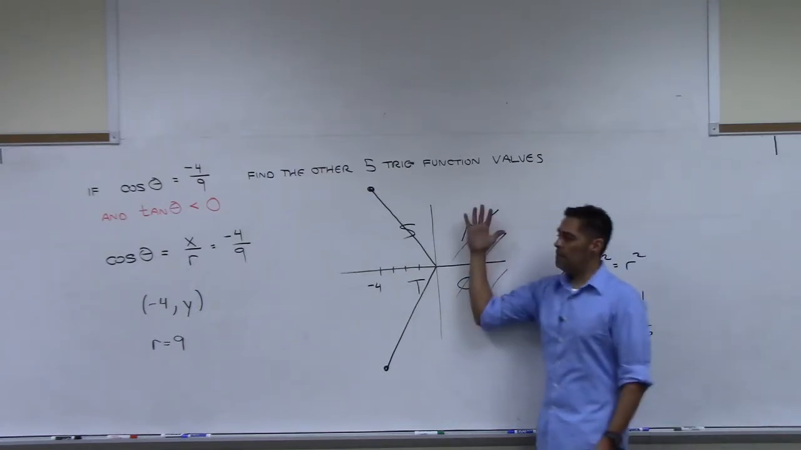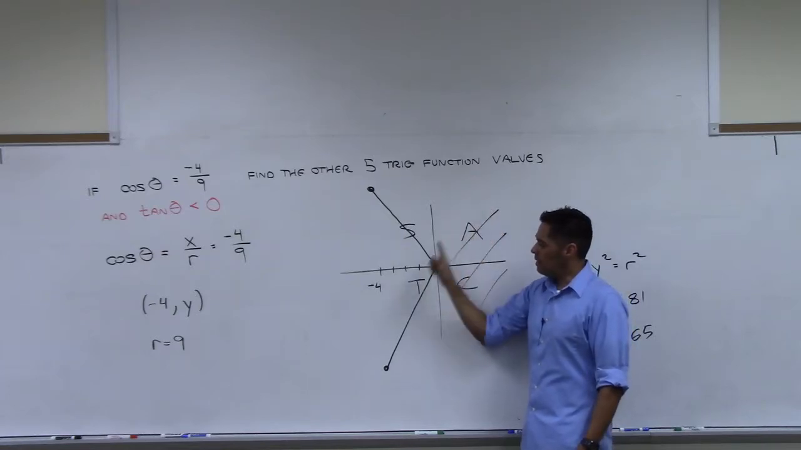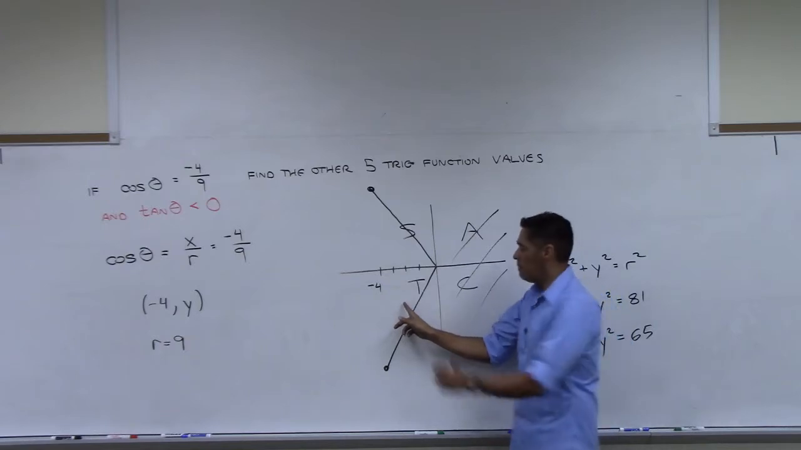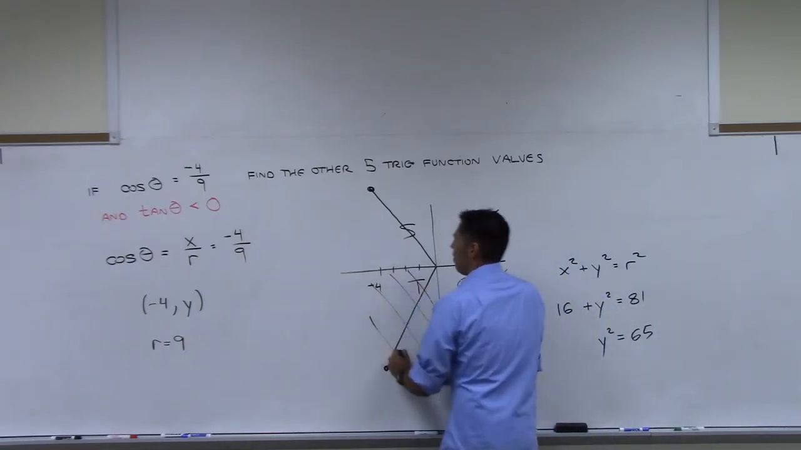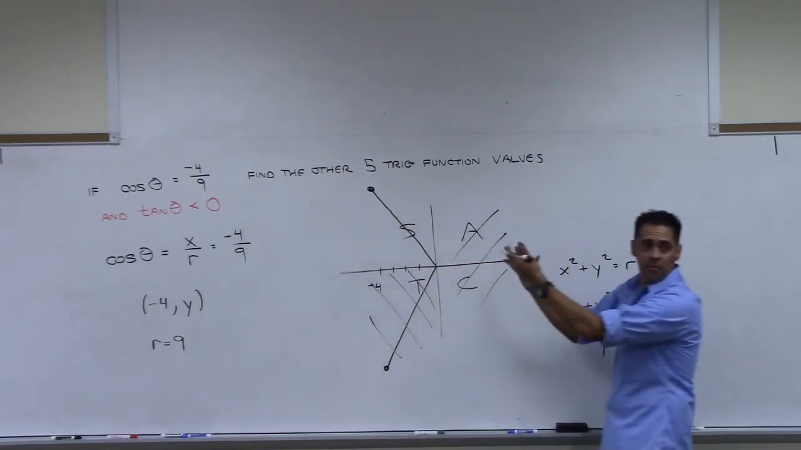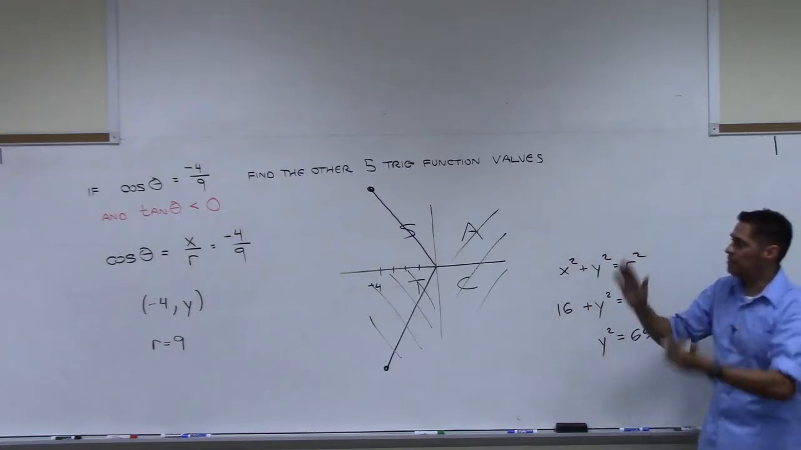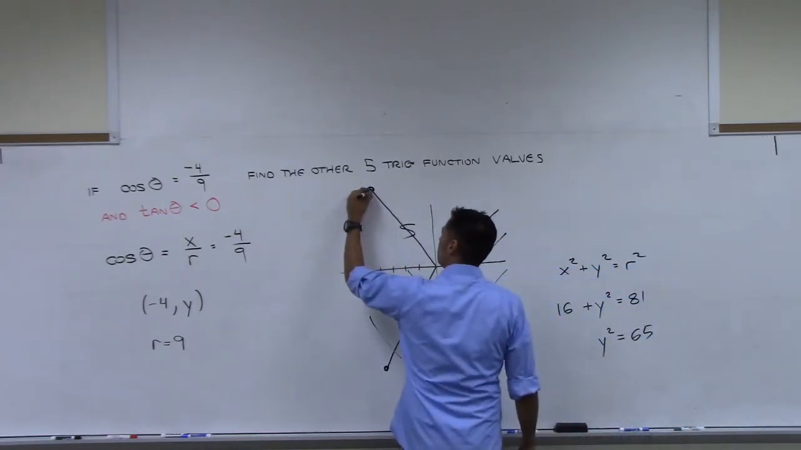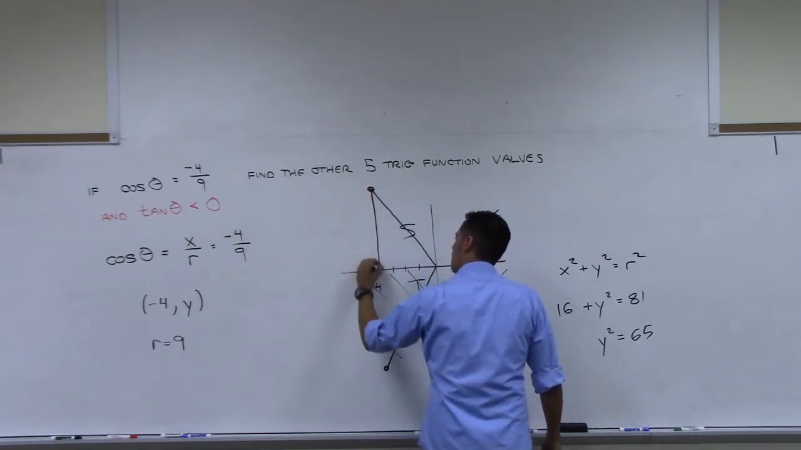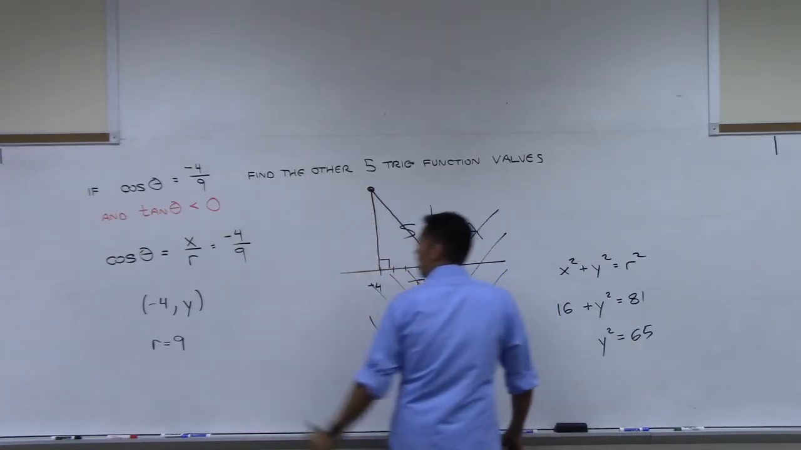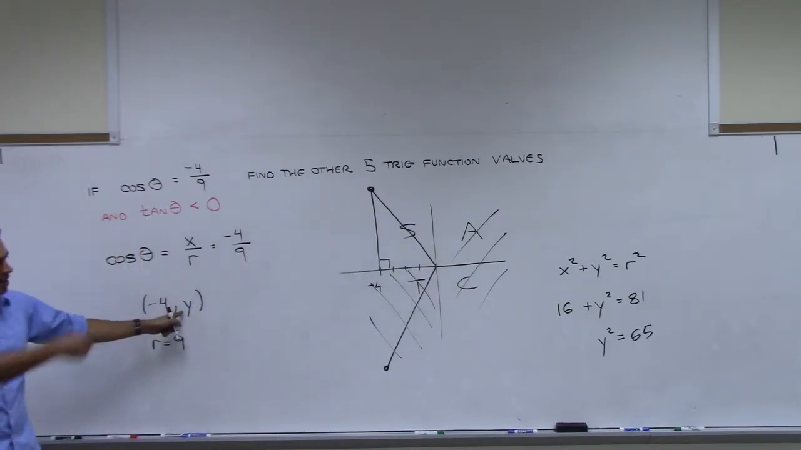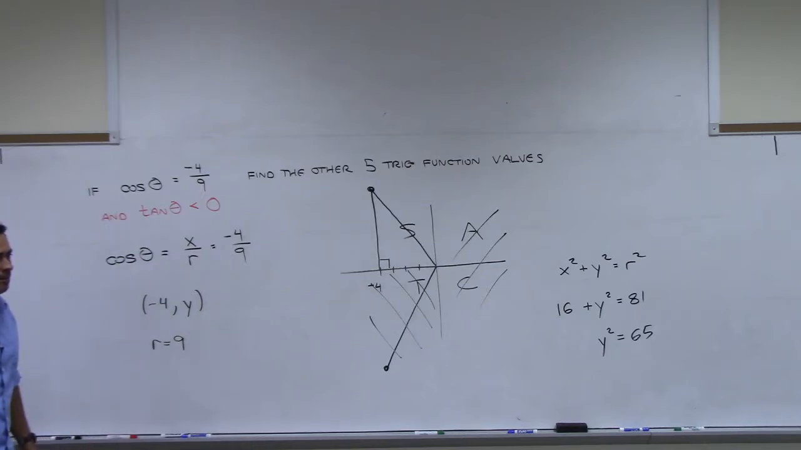We already knew we couldn't be here. And in the third quadrant, tangent's positive, right? So we can't be here either. So it has to be that scenario right there. And because this has to be the scenario, you can now tell me what y is. It's the positive root 65. You see that?